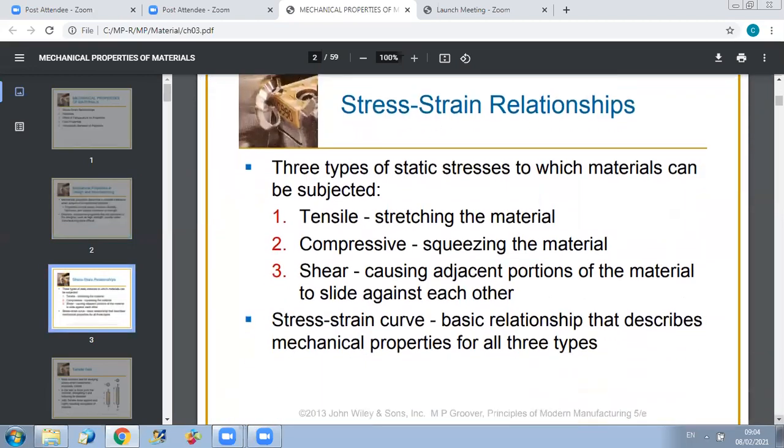Now, concerning the stress-strain relationships, we have three types of static stresses to which materials can be subjected. First tensile, which consists of stretching the material. Compressive stresses, which consist of squeezing the material. And the third type is shear, which causes adjacent portions of the material to slide against each other. For each of these types, we can draw what is called the stress-strain curve, and we will define together in this chapter what stress and strain are. This is the basic relationship that describes the mechanical properties for the three types of stresses and strain relations.